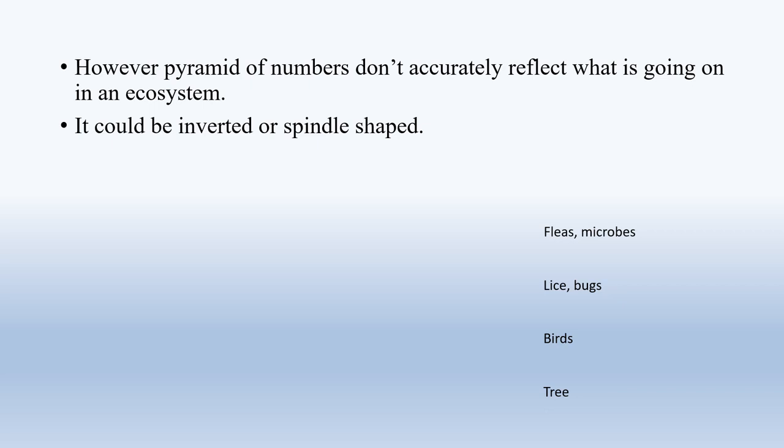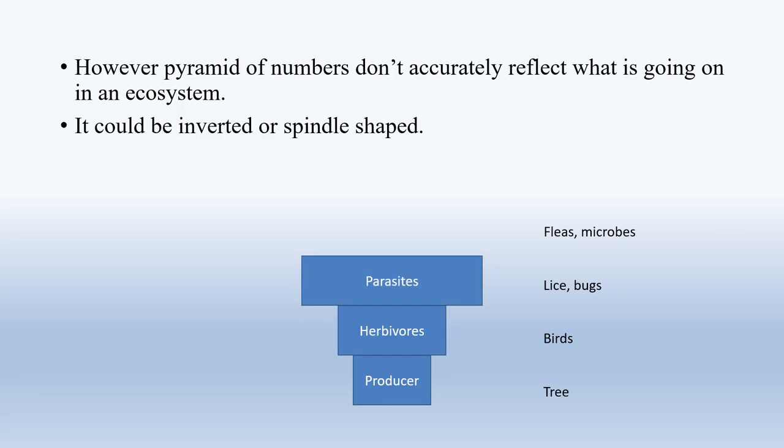For example, in a tree ecosystem, a single tree is taken into account. So we have just one single tree as the producer. And the second level, the primary consumers consisting of birds, are more in number than the producers. And for instance, there are parasites on these birds, so they are more in number than the number of birds. And then there are hyperparasites that are feeding on the parasites, which are even more in number. So in this case, we see that the pyramid of numbers is inverted.